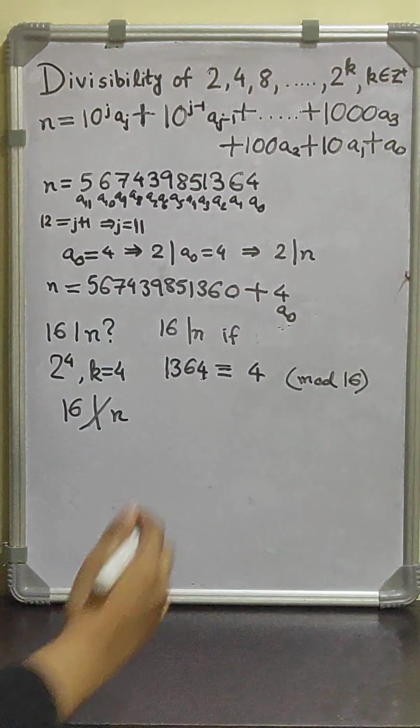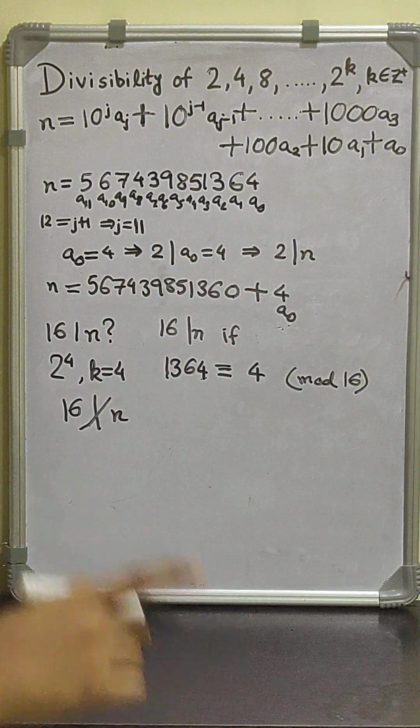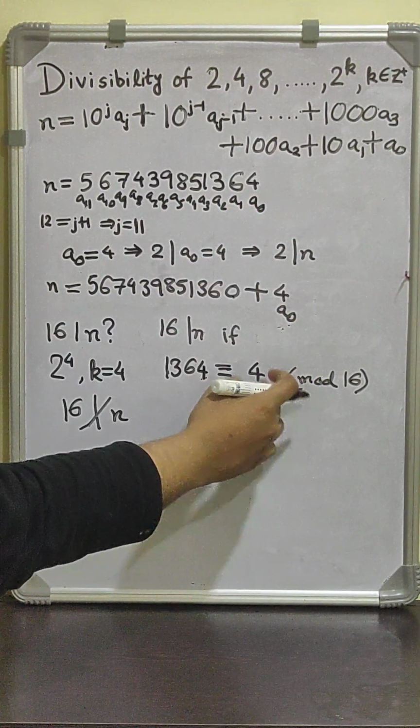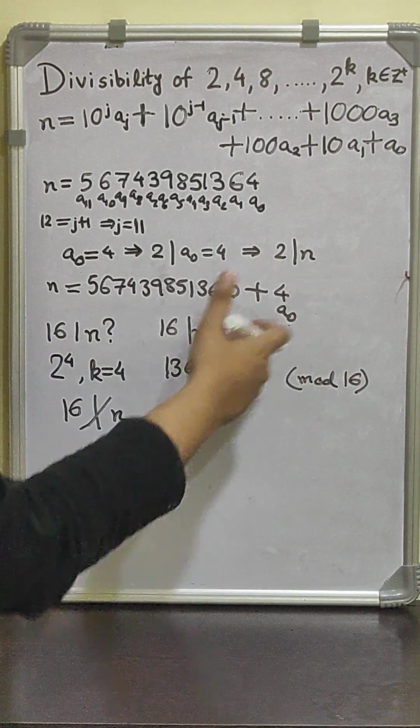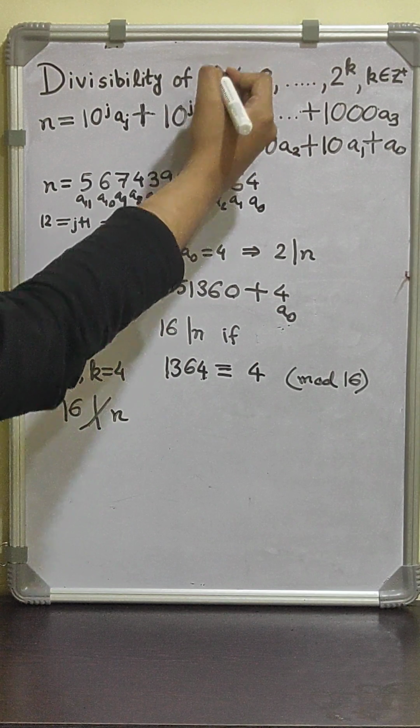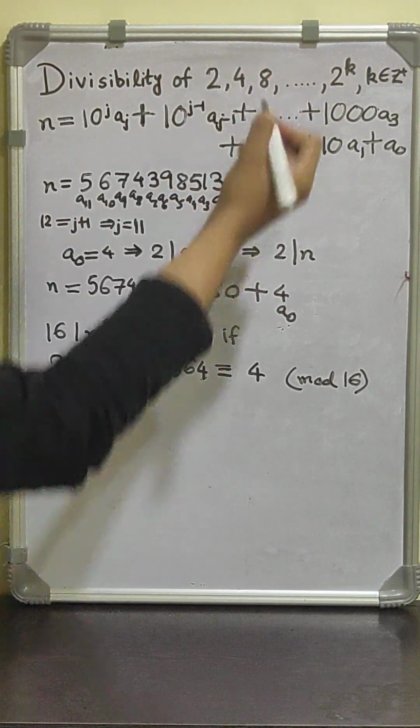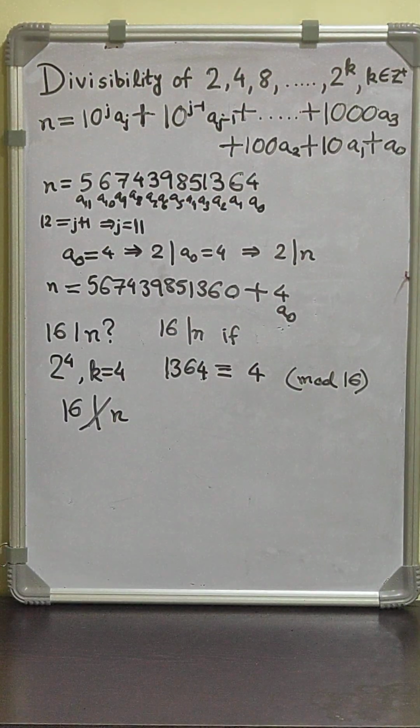Now, using some more modular arithmetic, it might be possible to predict, for example, the divisibility of 64 from the divisibility of the previous factors of 2, but that would be a bit complex and involved, so I'm not going to get there in this video. But this is where we'll end.